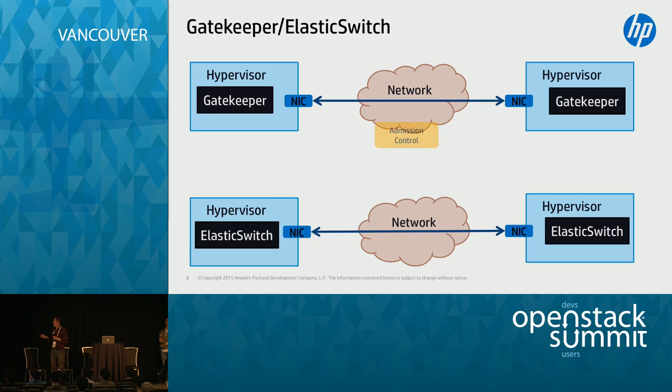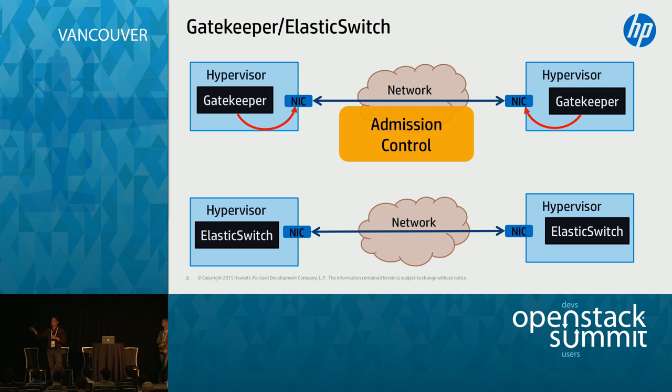So Gatekeeper, the basic strategy, before we talk about that, let's talk about a common concern, which is admission control. When we place virtual machines or instances on a cloud network, we want to make sure that they don't over-allocate the network resources that they need. In the case of Gatekeeper, the only thing we check is that we're not oversubscribing the host NIC. So as virtual machines land on a compute node, they allocate portions of that NIC's bandwidth, and we want to make sure that the sum of those allocations doesn't exceed the NIC bandwidth.